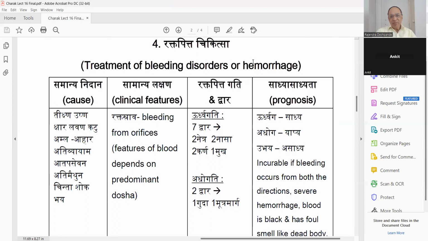Rakta Pitta is nothing but the hemorrhagic problem, bleeding problem. For example, Urdhvaga Rakta Pitta, Adhoga Rakta Pitta, Tiryak Rakta Pitta. Bleeding coming from the nose, epistaxis. Bleeding coming from the sputum, yes, hemoptysis in tuberculosis. If the bleeding comes through vomiting, hematemesis. Why? Esophageal varices, or ulcers on the esophagus.